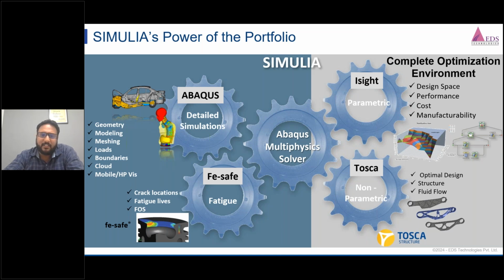Moving toward FE-Safe. FE-Safe is for fatigue and durability analysis. We'll be getting log life, damage life, etc. Third one is Isight. Isight is for parametric optimization, where you have your design space, performance, cost efficiencies, etc. Fourth one is Tosca, which is for non-parametric optimization, where you can optimize your product without playing with any of the parameters and still have good strength with respect to your products. So these 4 software make SIMULIA a portfolio.